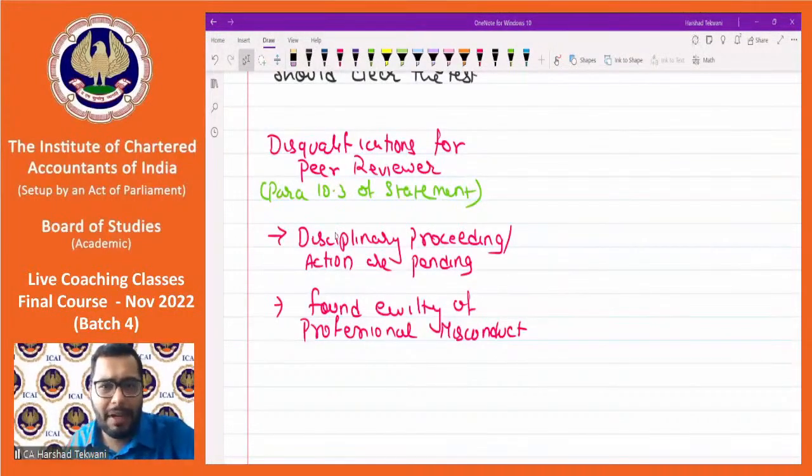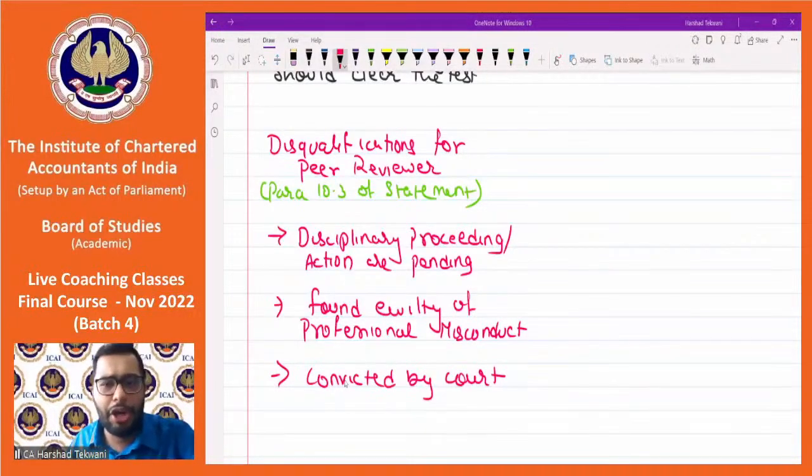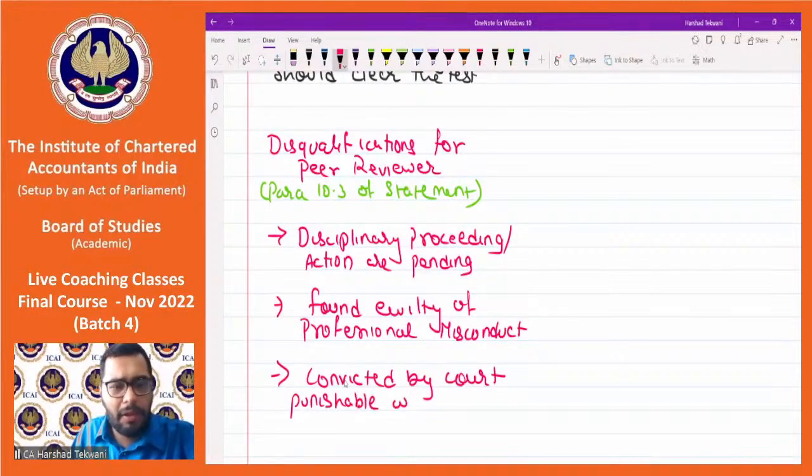Found guilty of professional misconduct by the board or council or disciplinary committee or director discipline. Okay. Then convicted by a competent court. Convicted by court for offense involving moral turpitude and punishable with imprisonment. So punishable with imprisonment and moral.